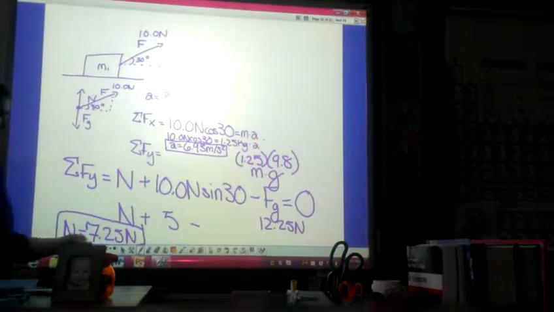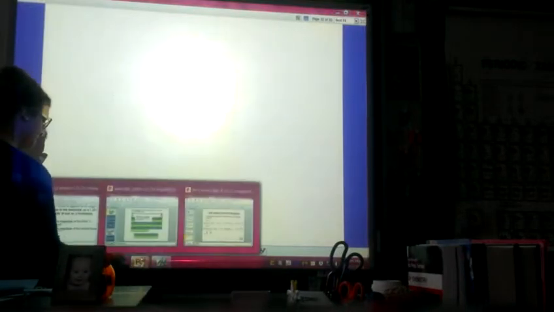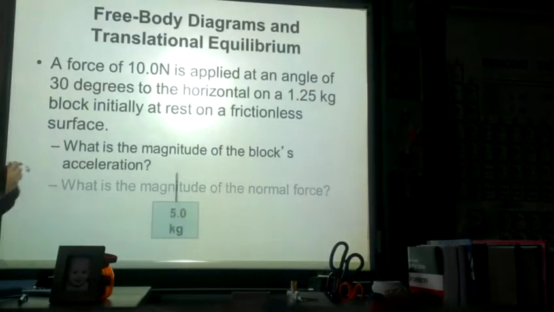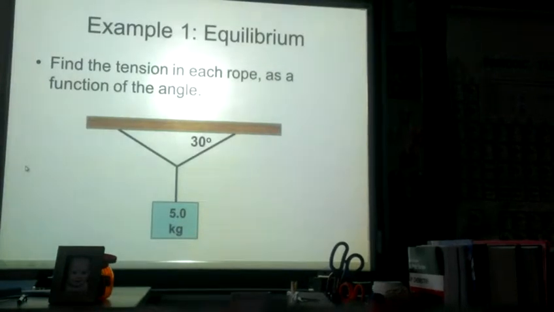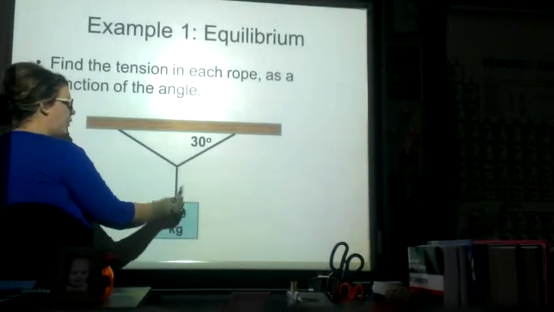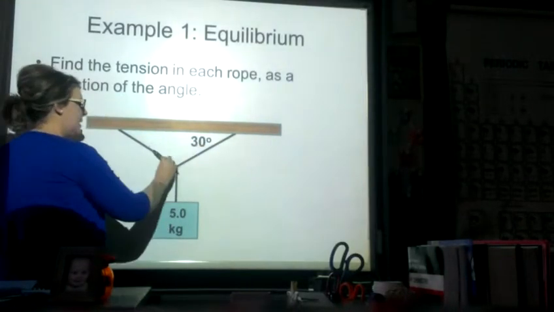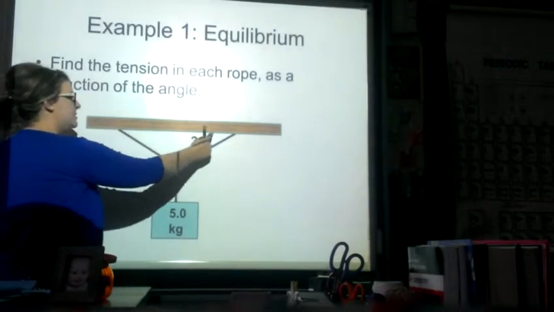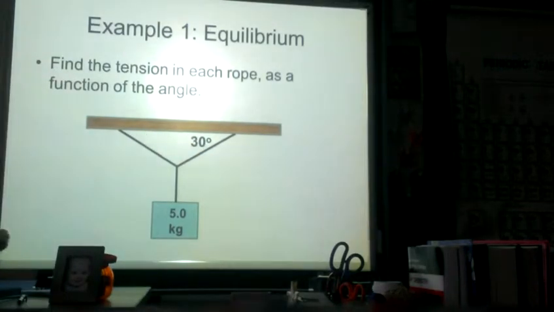Let's do another type of problem here. It says find the tension in each rope as a function of the angle. So I want to find the tension in this rope, I want to find the tension in this, and I want to find the tension in this. And let's assume this would be 30 and this is 30 over here, okay?